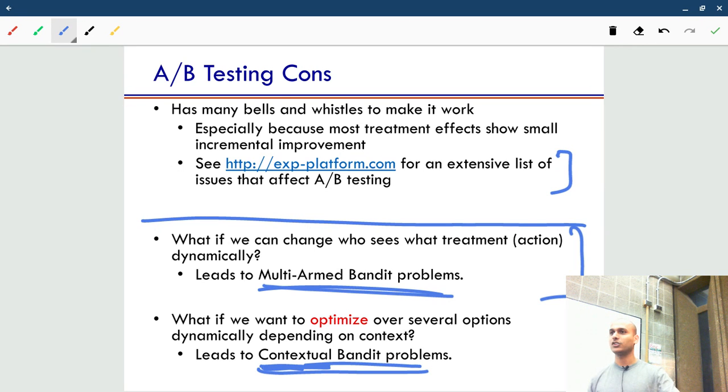So let's do one step at a time. Let's look at multi-armed bandits first. So no features still, just like A/B testing. We just want to be efficient. We care about not just learning, but we care about some other outcome, making money, for example, or curing more patients as well.